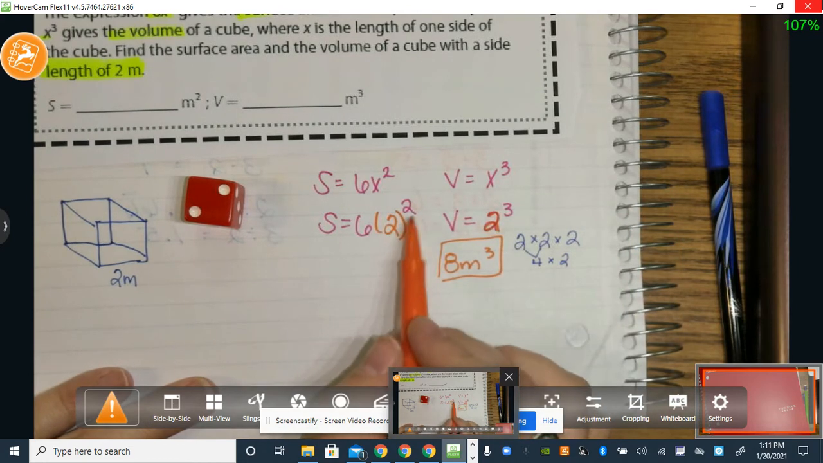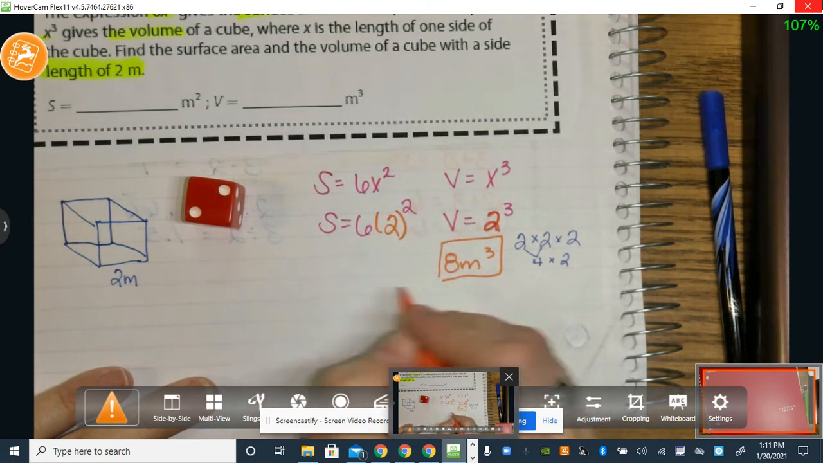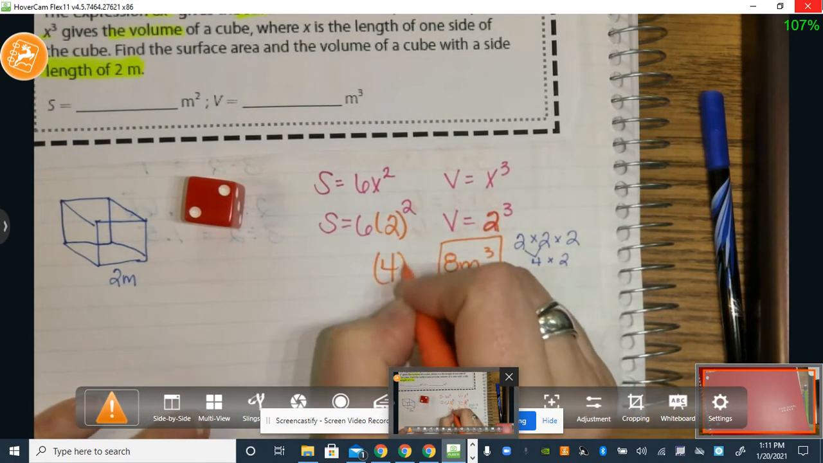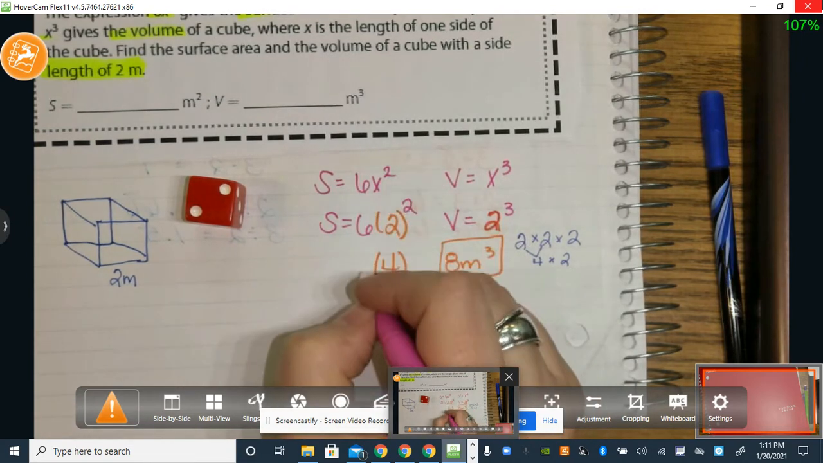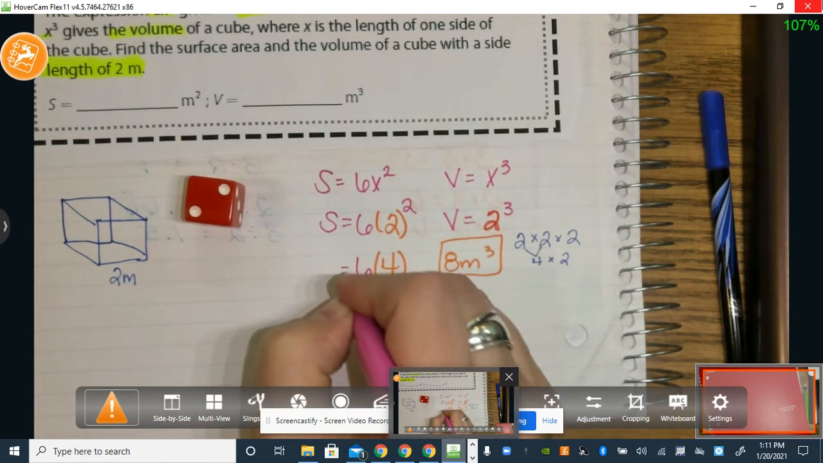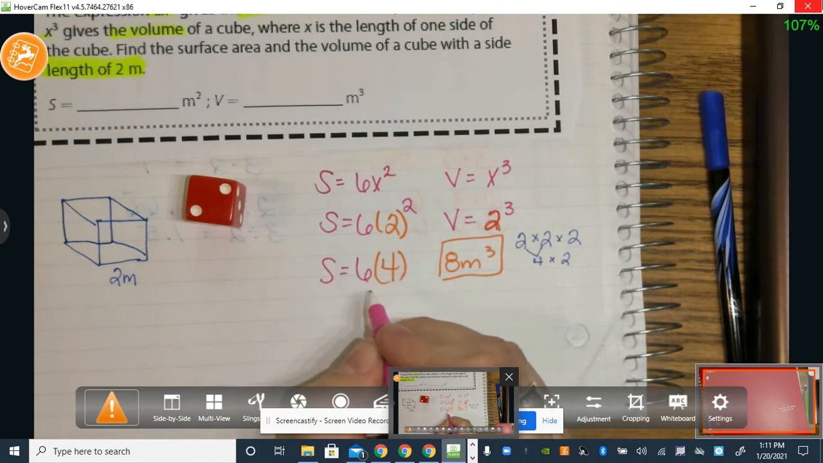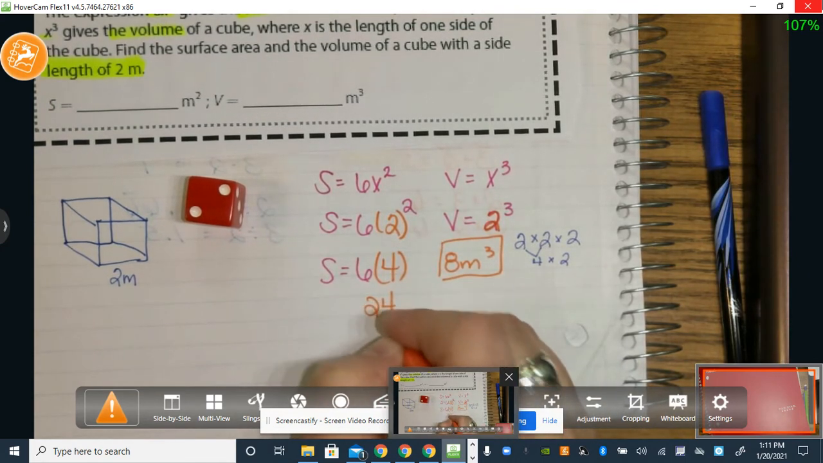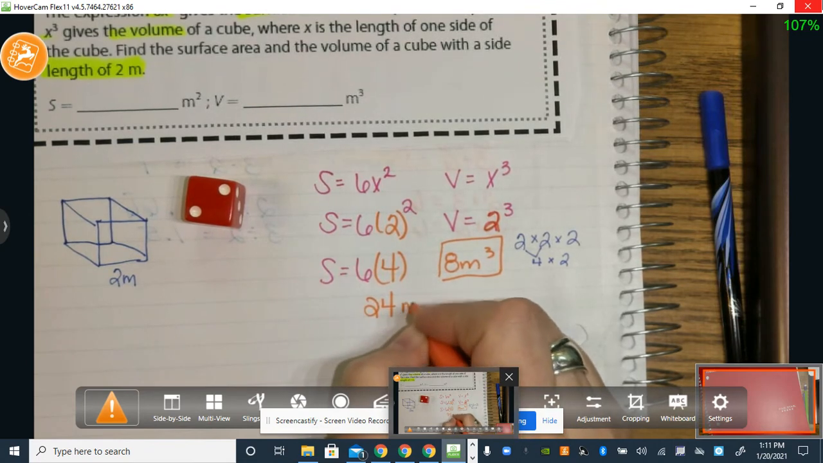All right, let's look over here. With order of operations, I need to do this exponent first before multiplying. So 2 squared, well, that will give me 4. So I'm going to bring a 4 down, and I bring my 6 down with it. It's equal to my surface area. And 6 times 4 gives me 24. And I have 24 meters squared.